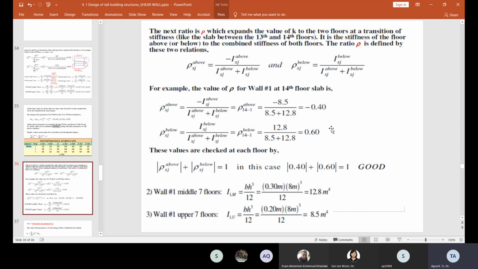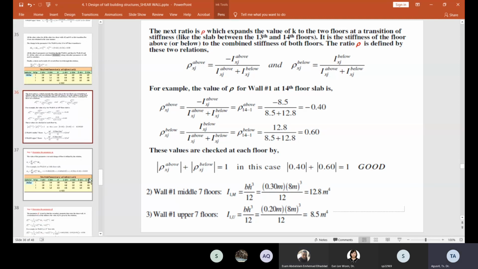Okay, so how to check whether the value is correct or not? We need to get the total, the absolute value of the rho above plus rho below equal to 1. So in our case it is 1. So this is good. So means the distribution is correct. Okay. Any question until this slide? Okay, doctor. Okay.